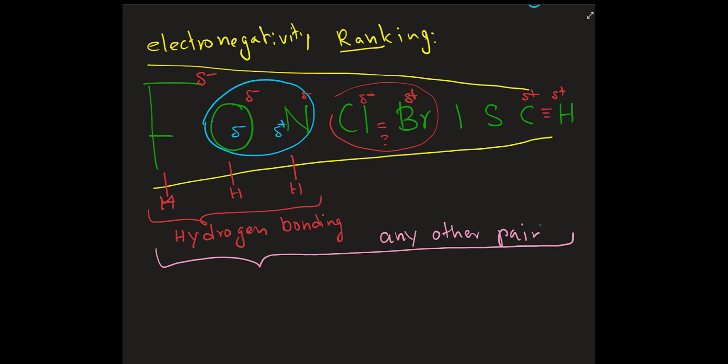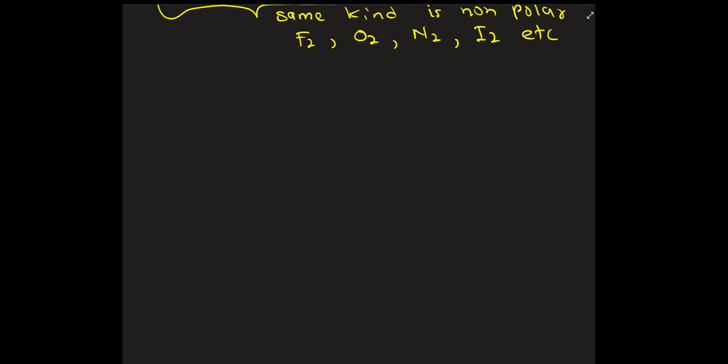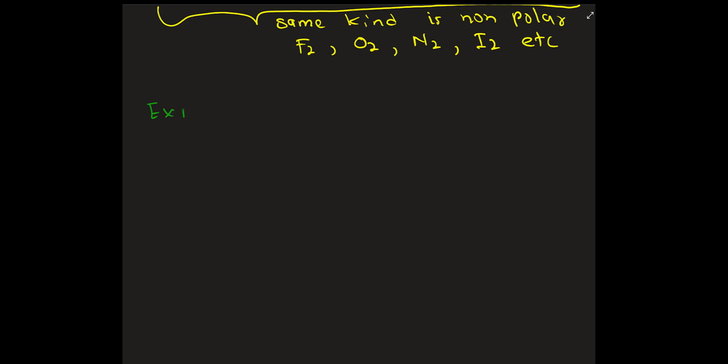The other ones, any of these members, when they are connected with a different atom, let's say H to Cl, C to O, S to C, Cl to Br, F to O, whatever, they will make a dipole-dipole interaction. So they're quite stronger. They can interact, right? Now, if you connect any of the same kind, that means F2, O2, N2, Cl2, Br2, those are nonpolar. Actually, we consider carbon to hydrogen also very close to each other.